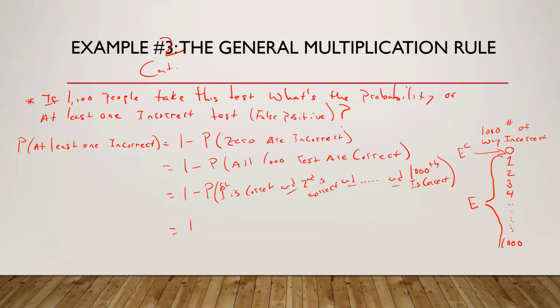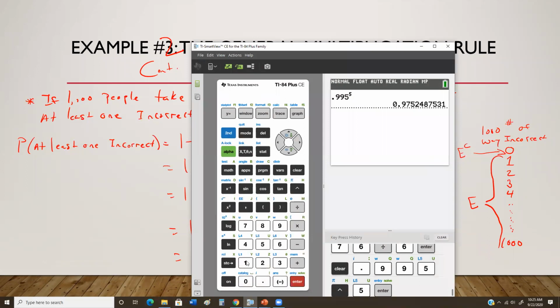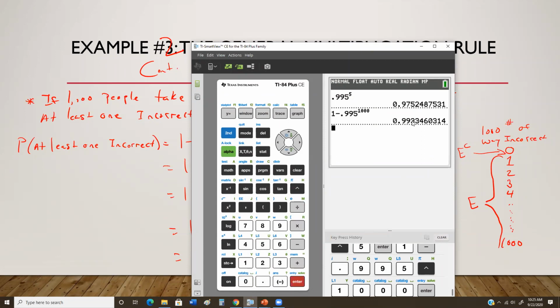Okay. So this would be 1 minus, the probability that they're correct is 0.995. And how many tests do I want to be correct? 1,000 or, yeah, I guess 1,000. Yep, raised to the 1,000th power. So let's grab our calculator and see what we get. So it's 1 minus 0.995 raised to the 1,000th power. Okay, so this is the probability that today, somebody's test is going to be incorrect. 0.9933.